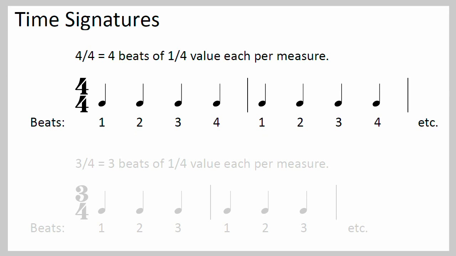Time signatures are fractions that specify how many beats there are per measure and the value of each beat. In 4/4 time, there are 4 beats per measure, with the value of each beat 1/4. The vertical lines between notes are measure lines.